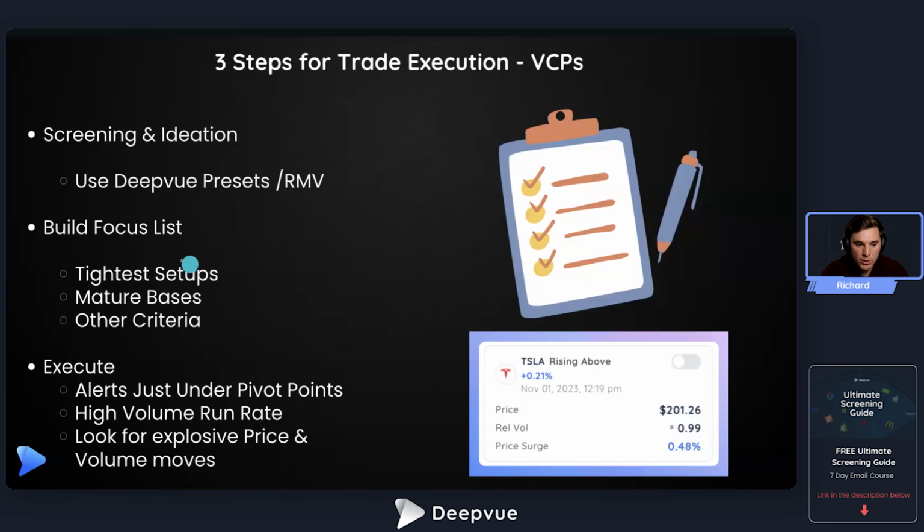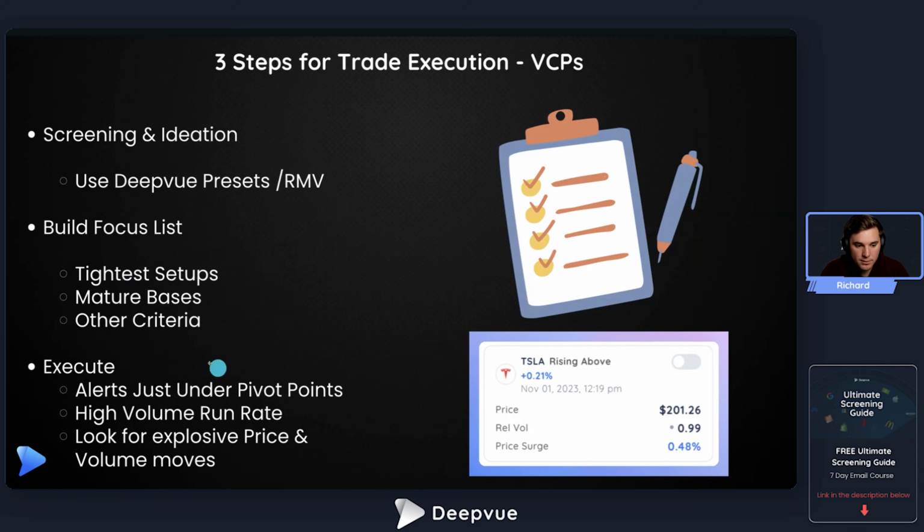And I'm always looking for the tightest setups, the most mature bases, as well as throwing in any other criteria. For instance, I might consider earnings and sales growth. Tyler might not. He might not care too much about that and is purely trading the chart. But it's up to you in deciding how to finally build that focus list and create a list of the highest potential stocks for your system.